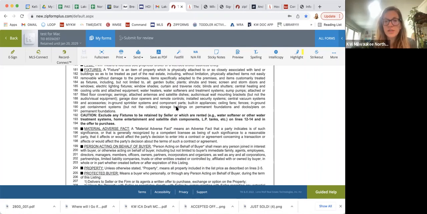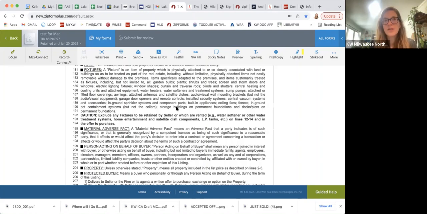There's also a warning here about items that are rented. So if there's a water softener, for example, in the home, make sure that you're asking that question to the seller. Is this rented, or is this part of the property? Do you own this? If it is a rented component, then you need to list that as an exclusion in the MLS and in the listing contract.